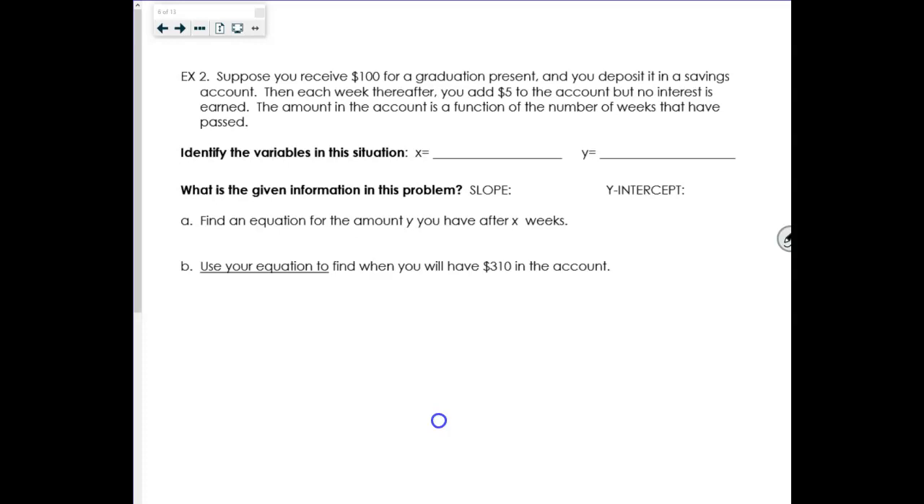All right, let's get one more done, guys. This one won't take us as long because we got the gist of this one. Okay, you receive $100 as a graduation present. What is that? That's our starting value, right? That's our y-intercept. And then because you're a super saver, you're going to put away $5 every week. What is that? That's your slope. So to give it a label, that's $5 per week. Keep that in mind.